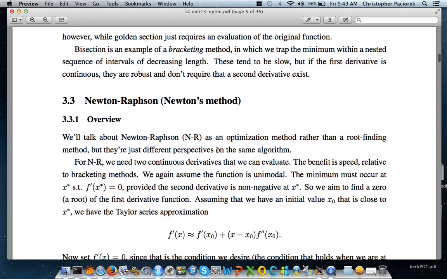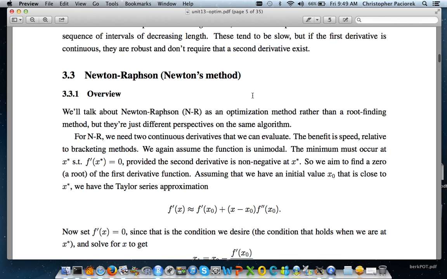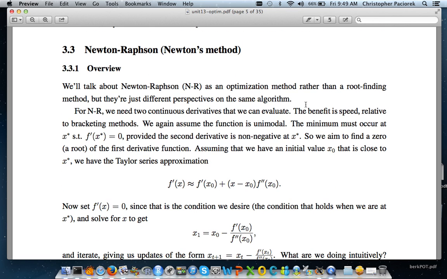Okay, so the next method is Newton-Raphson, also called Newton's method. You can think about Newton-Raphson as either a way of doing optimization or as a way of finding a root of a function, where the function crosses 0. We're mainly going to be thinking about it in terms of optimization, but we're going to frame the problem in terms of root finding as well here. So what's the idea of Newton's method?